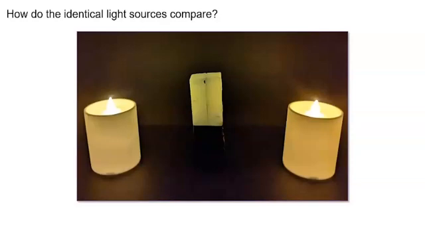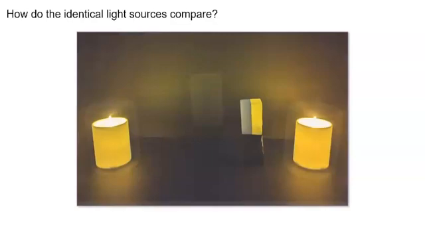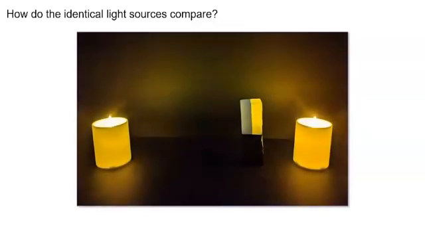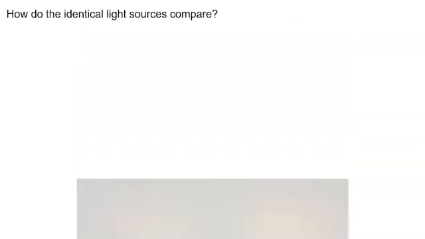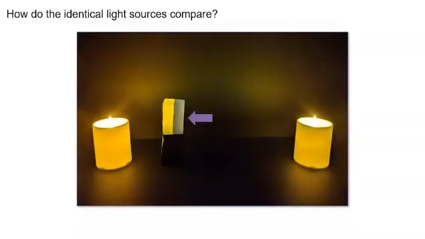So, how do the identical light sources compare? Look at this. The two halves of the device glow equally bright when the LED candles are the same distance apart. What do you notice when we move the LED candle on the left farther away? The left-hand side of the device dims, right? What about if we move the candle on the right farther away? Did you notice the right side dims?